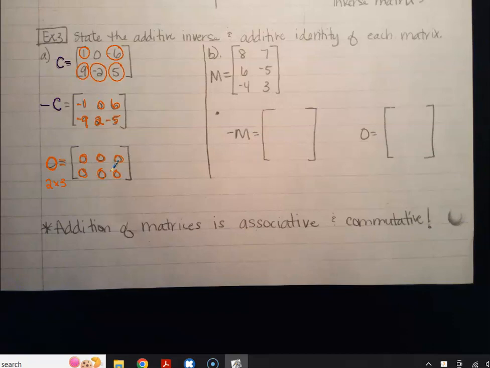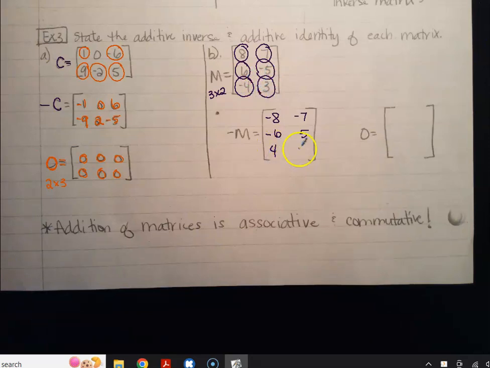All right, so let's try this with B. In this case, our matrix is M. It's a 3 by 2. Okay, and let's take each of these. What's the opposite of 8? Good, negative 8. What's the opposite of 7? Negative 7. Perfect. What's the opposite of 6? Negative 6, good. The opposite of negative 5, positive 5. The opposite of negative 4, positive 4. The opposite of 3, negative 3. And there you have it.